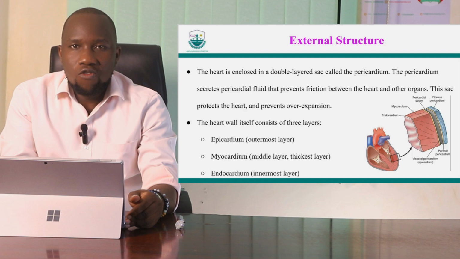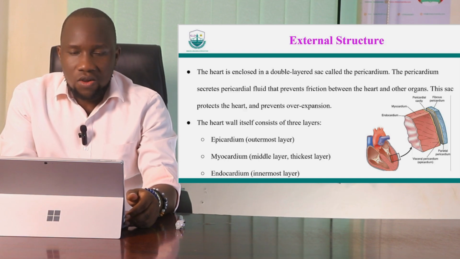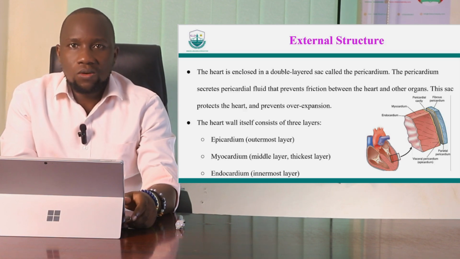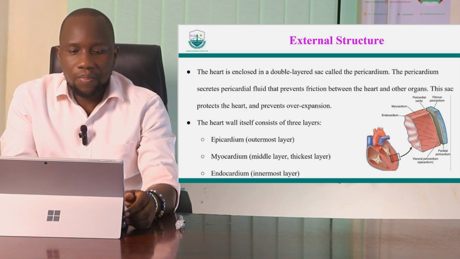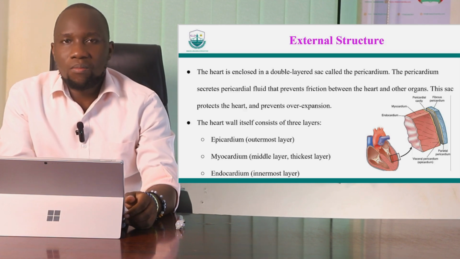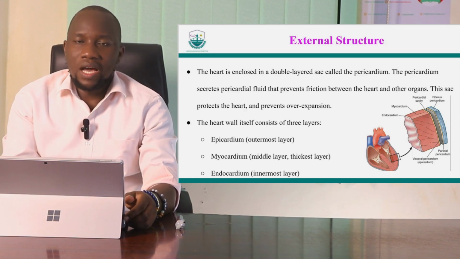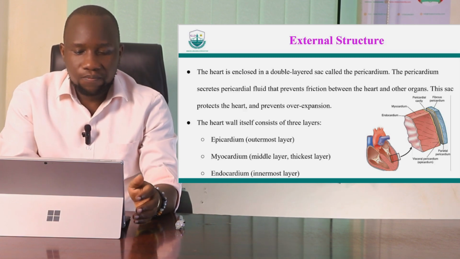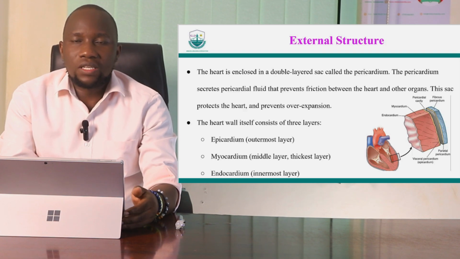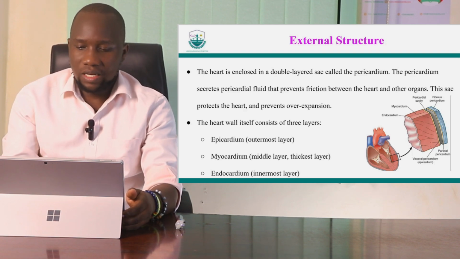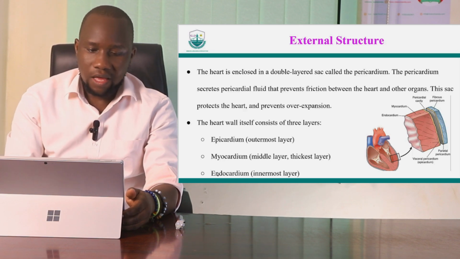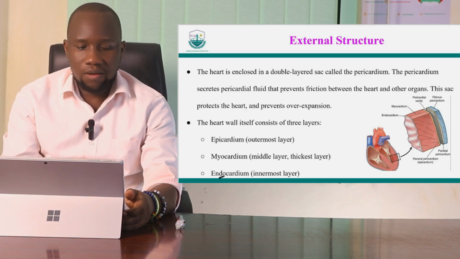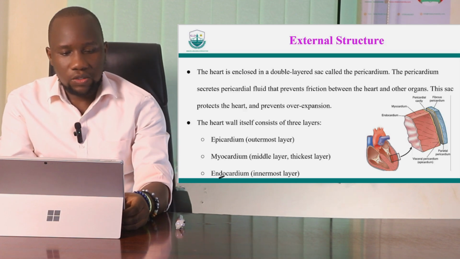Okay, so now we move to the real heart. When you cut into the heart, you see that the heart wall consists of 3 layers: the epicardium, which is the outermost layer, then the myocardium, which is the muscle layer in the middle, and then the endocardium, which is the one inside. Usually endo means something that is inside, so the endocardium is the innermost layer of the heart.